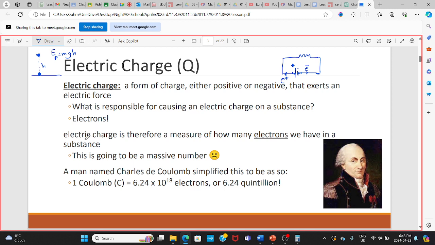So electric charge is a measure of how many electrons we have in a substance. We measure charge in coulombs. If I ask what 1 coulomb is, it is a measure of charge, like a meter is a measurement of length. Coulomb is the unit for charge. 1 coulomb is how many electrons? It is 6.24 times 10 to the power 18 electrons, or 6.24 quintillion, right? That's a huge number.